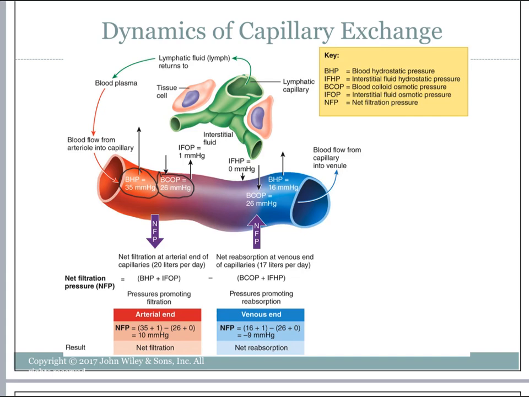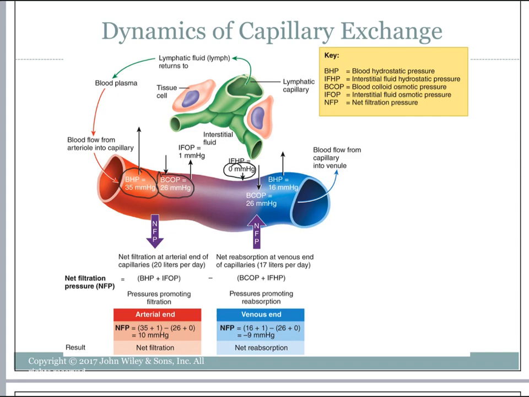Then we deal with the interstitial fluid osmotic pressure. So what's the fluid and the parts outside in the interstitium that is trying to draw out what's in the capillary, and it's a small number of about 1 millimeter of mercury. And then the last number we're going to deal with is the interstitial fluid hydrostatic pressure. Okay, and that interstitial fluid hydrostatic pressure on this end is about 0 millimeters of mercury.